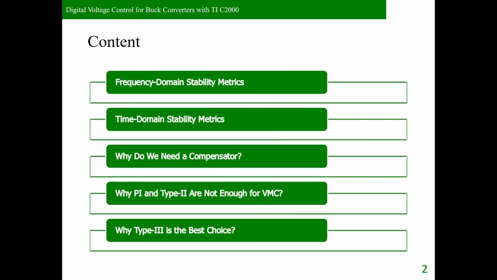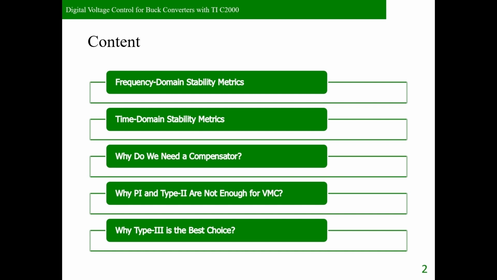Here is what we will cover in this lesson. First, we will look at the frequency domain stability metrics, crossover, phase margin, and gain margin, and how they determine stability. Then we will connect these to the time domain behavior, where we define overshoot, undershoot, and settling time on a real transient example. Next, we will briefly explain why a compensator is needed in voltage mode control and why the raw plant cannot regulate by itself.